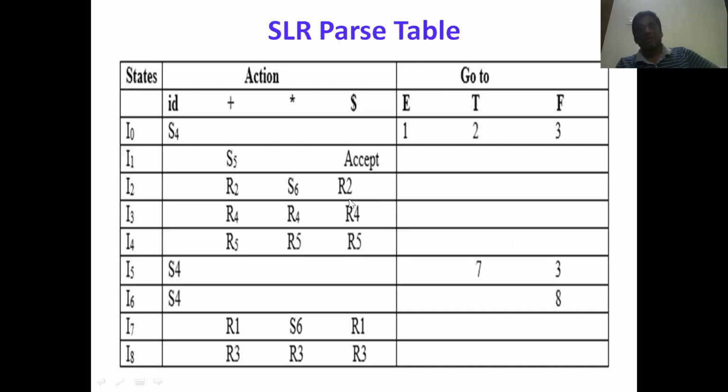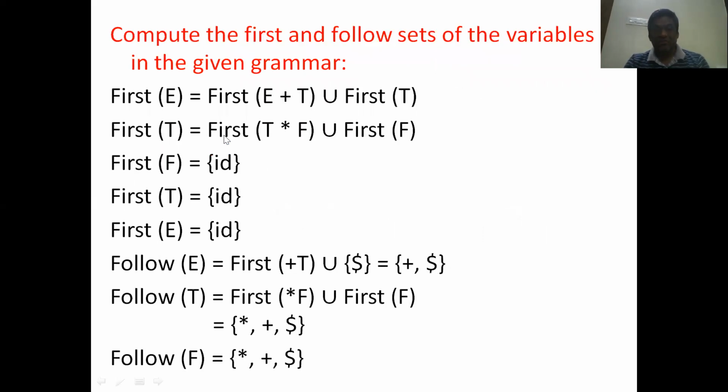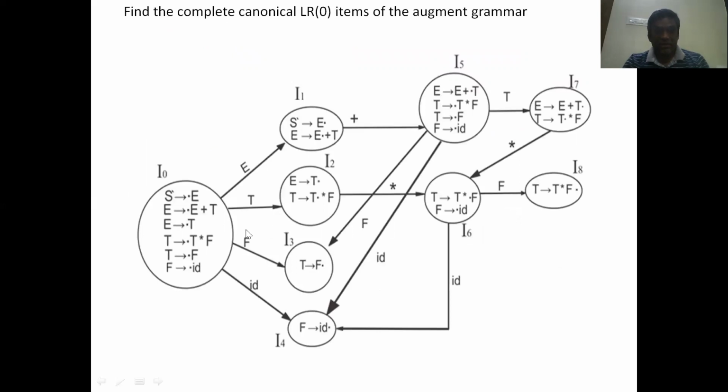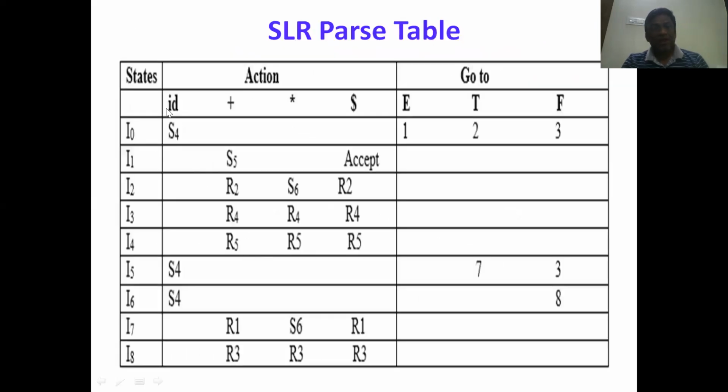Now let us fill the table for our example. First, three things you need to look at. What is the first thing? Look for the terminal operations. Where you have a terminal operation, here on I0 with ID, you are going to I4. This represents a shift operation, shift 4. So I0 on ID is shift 4.